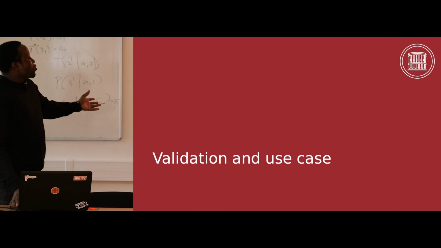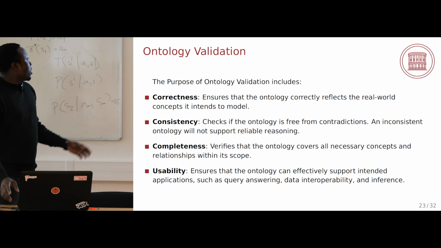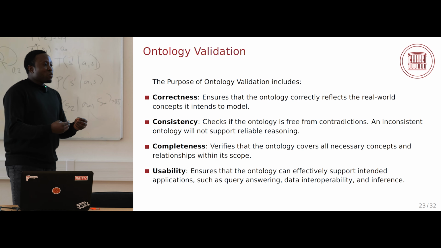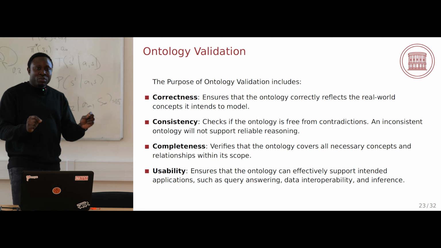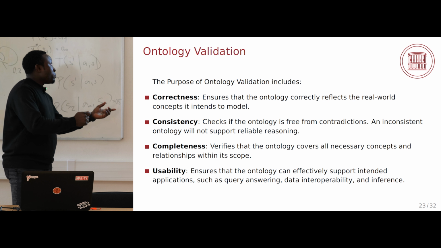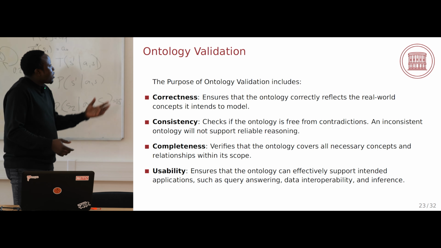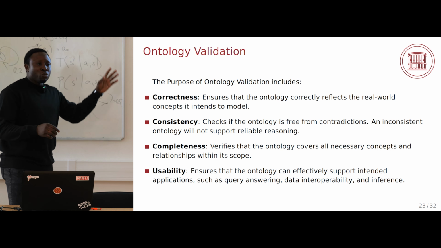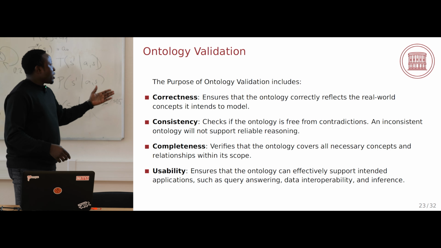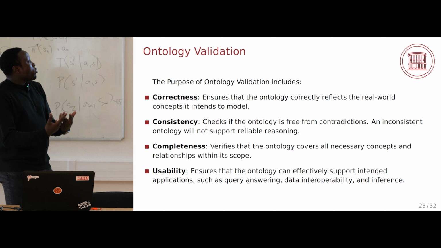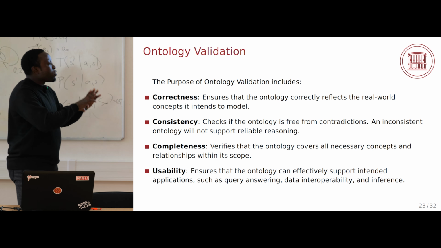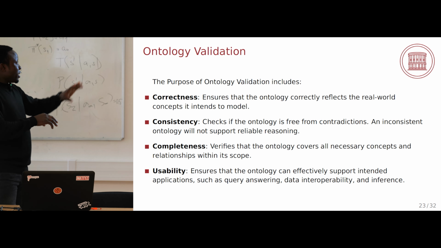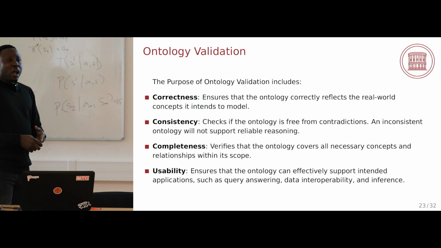So when we have such logical axioms, it is good to have a validation of them, to show that the axioms we have are good for structuring the ontology, for correctness, and for checking consistency, so that we don't have inconsistency when building with such axiomatization. And to verify that the ontology covers all necessary concepts and relationships within its scope, it is good to validate whenever you have such logical axiomatization.